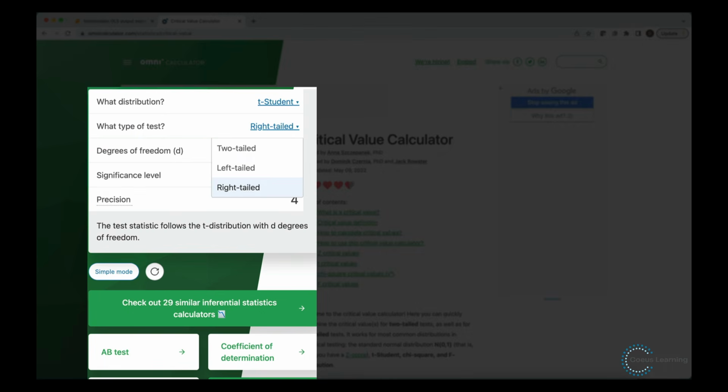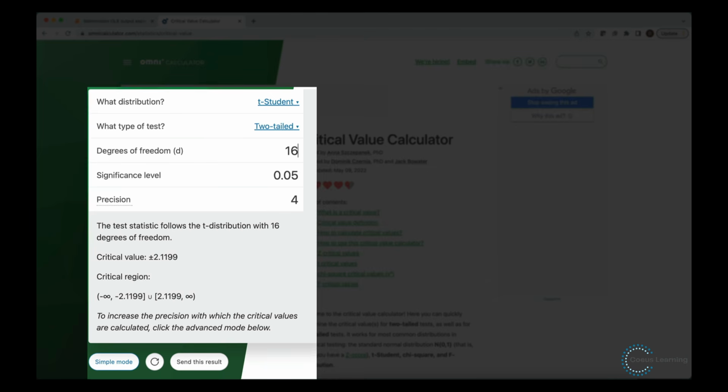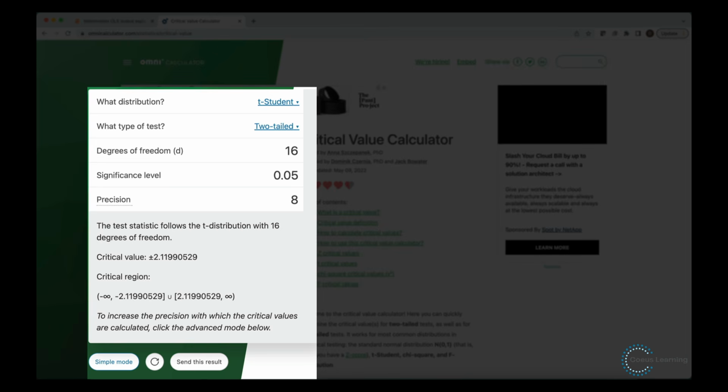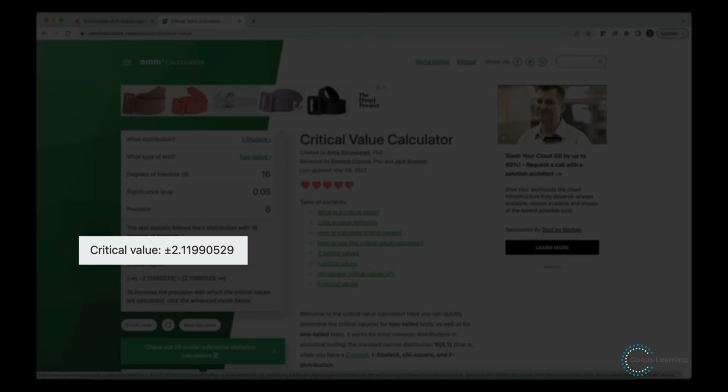Before we get into the calculation, let us find out the t-critical value using an online calculator. We consider a two-tailed test, 16 degrees of freedom, 5% significance level, and 8 precision output. We get the t-critical as 2.11990529.